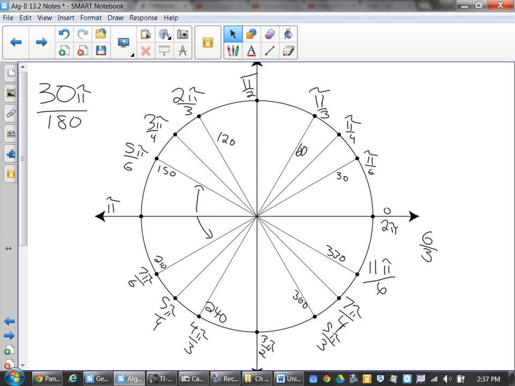What is the 180 over 1 then? Yeah, because it's 1, it's a whole. So it can be 6 over 6, 4 over 4, 3 over 3. It can be any one of them.